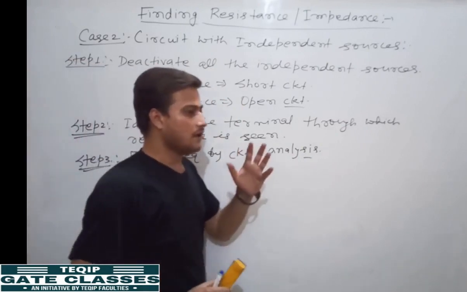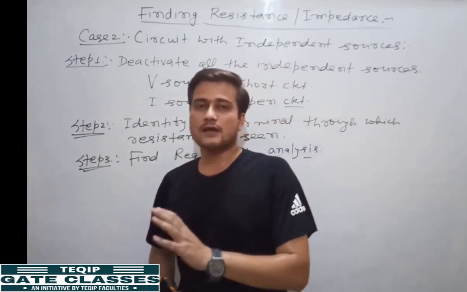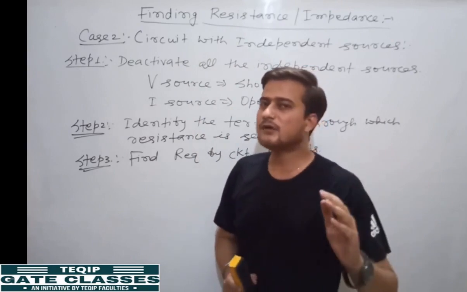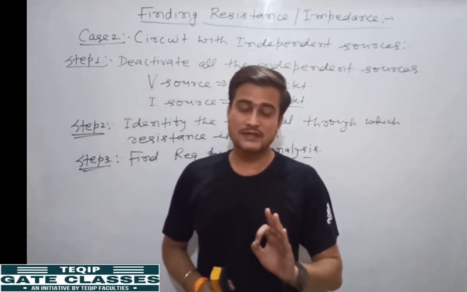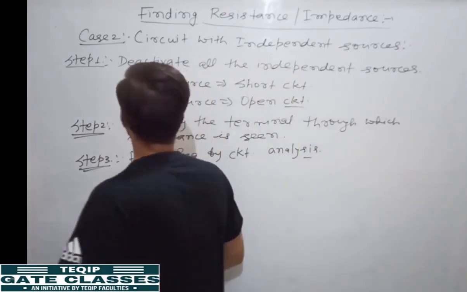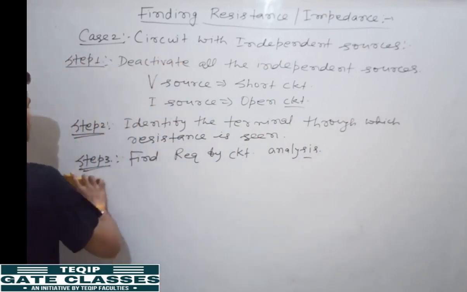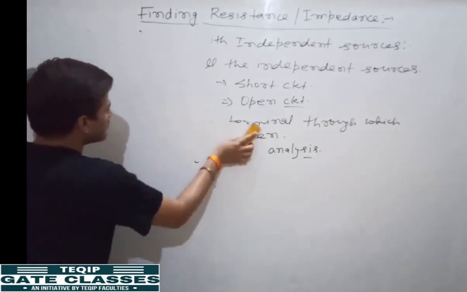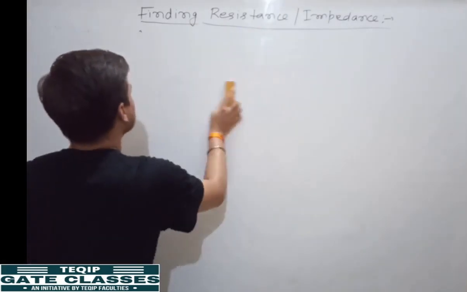That means if a network is given to you and you see that in the network there are independent sources, so there can be one independent source or there can be more than one independent source. But yes, there won't be any dependent source. Then what you have to do? You have to follow all these 3 steps. So next, let us discuss some problems based on this type of circuit.